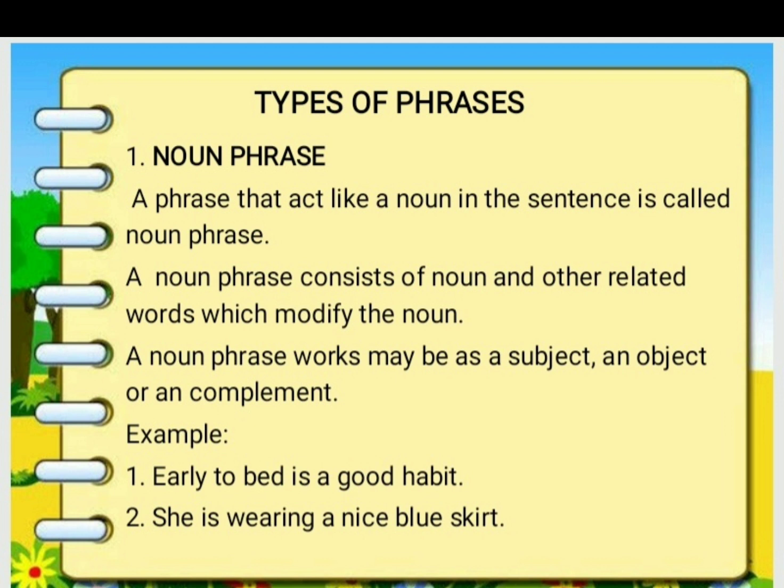So let's proceed to example number 2. In example number 2, she is wearing a nice blue skirt. Our noun phrase in that sentence is a nice blue skirt, with other related words that modify the noun skirt. So in those two examples, number one, early to bed is our noun phrase, and number two, our noun phrase in that sentence is a nice blue skirt.